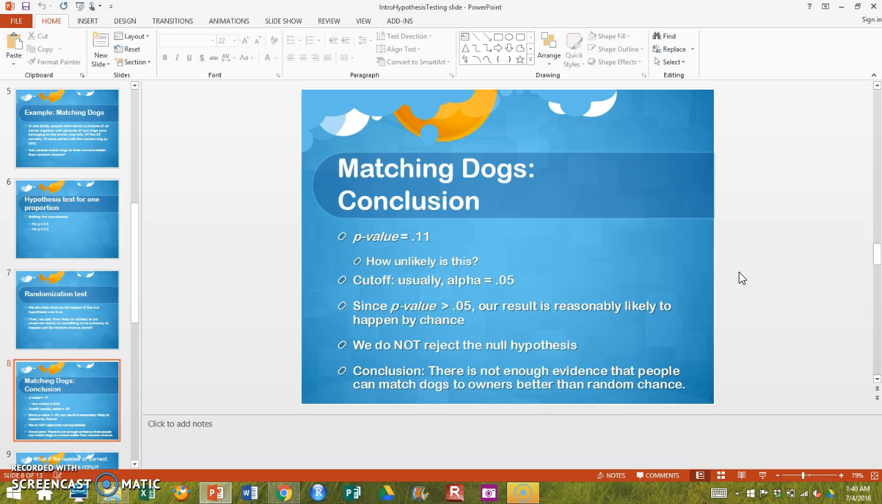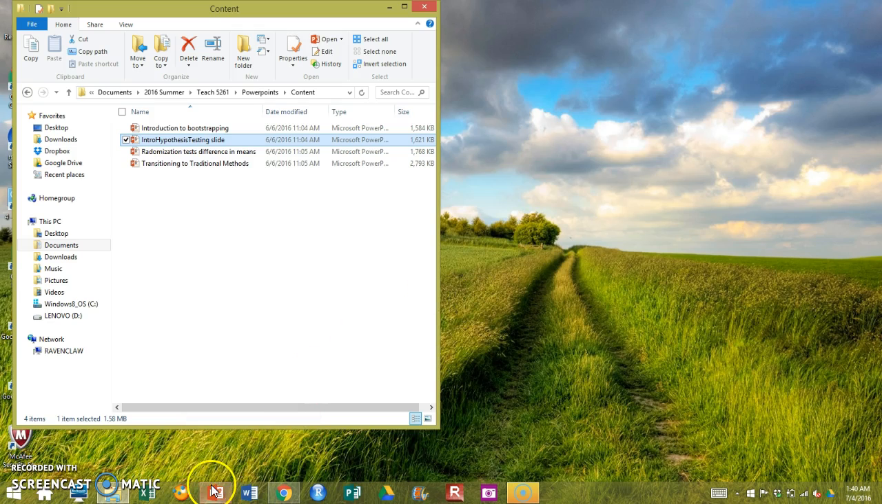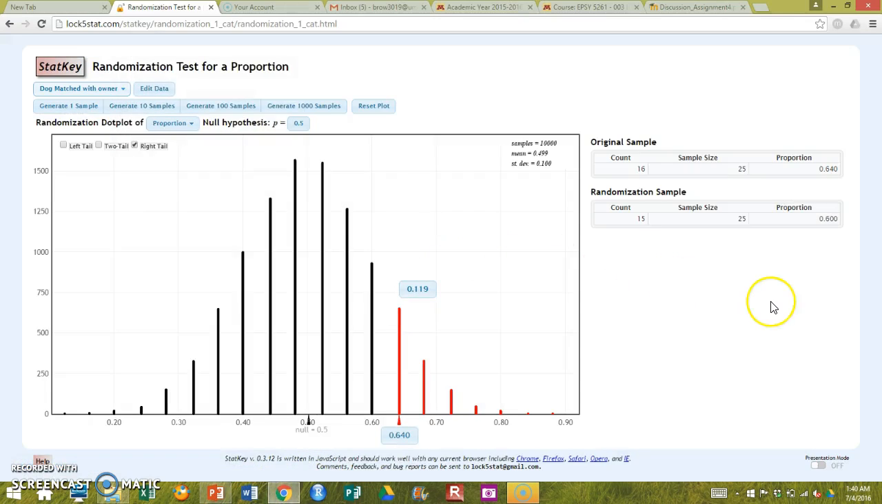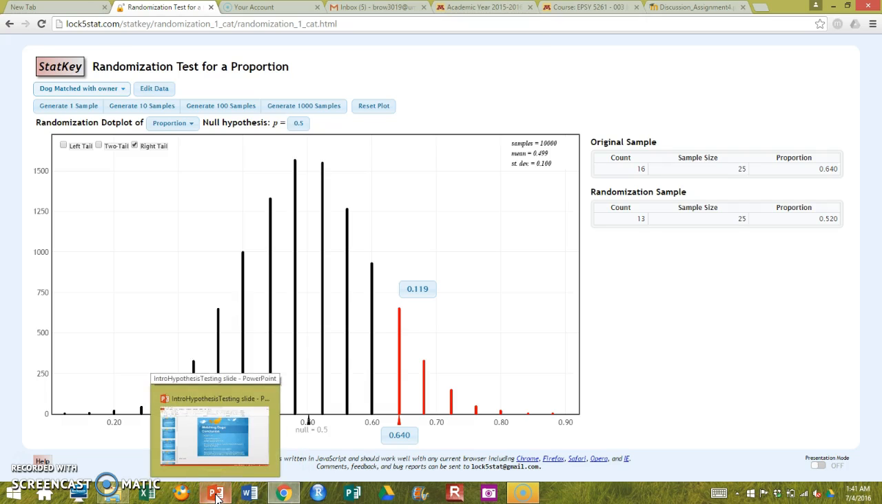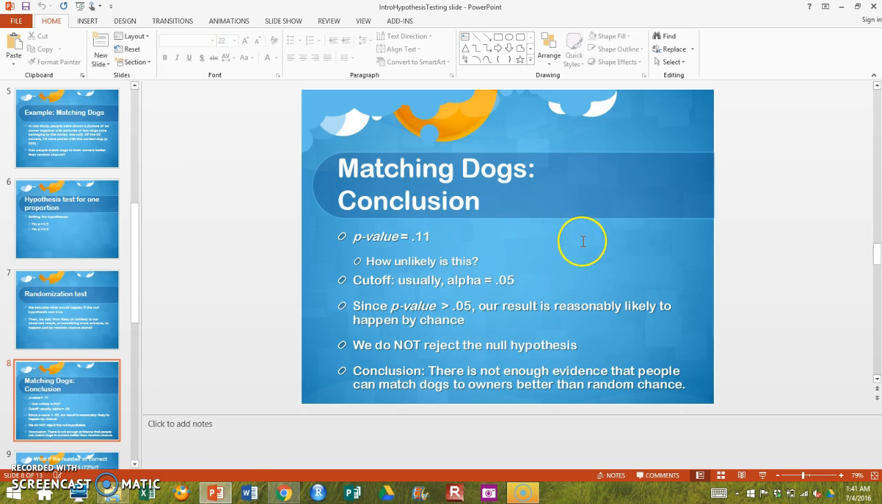So again, we have this idea that obtaining a sample proportion of 0.64 or something more extreme than that is fairly likely. It happened about 12% of the time in our simulation, assuming that the true proportion is 0.5. So given that that's fairly likely, that says something.